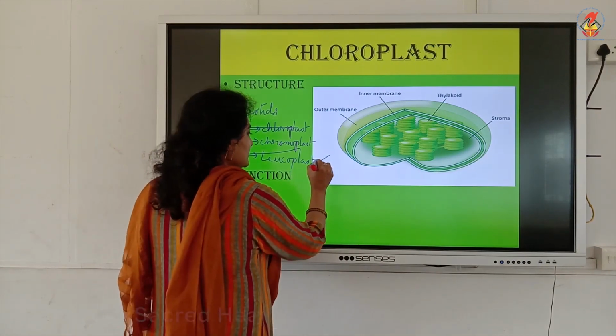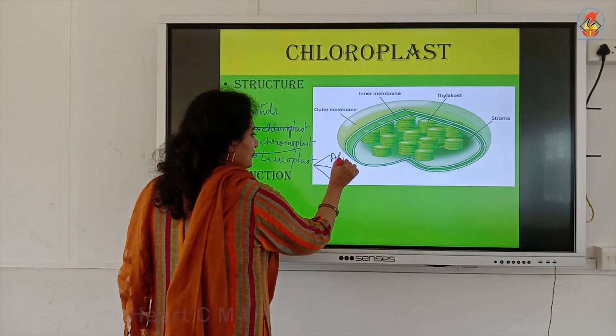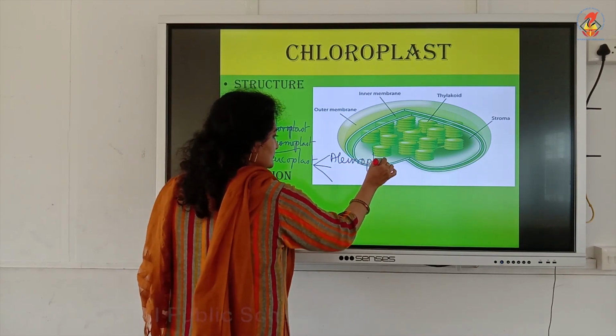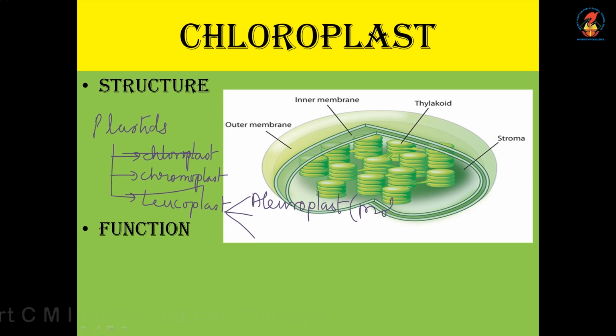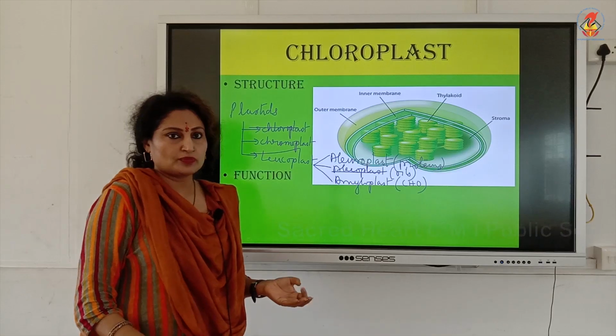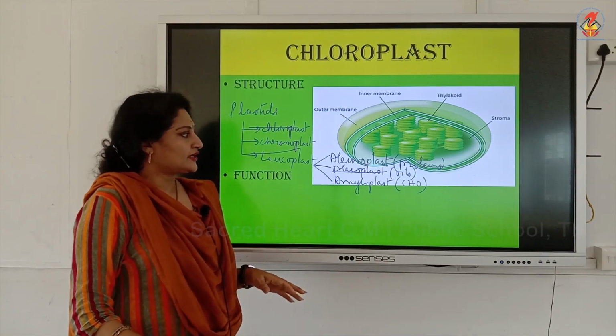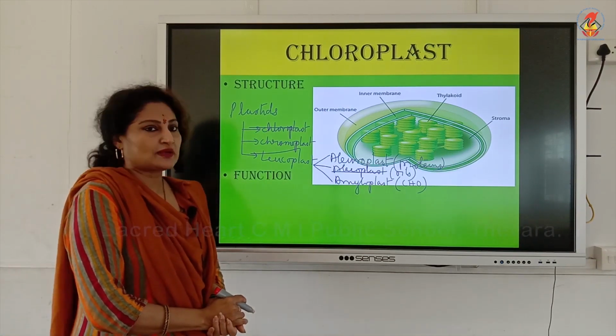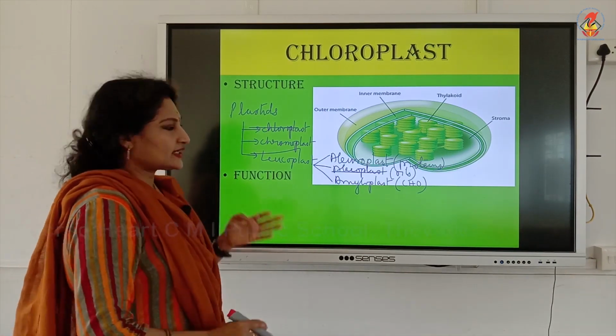And leucoplasts are meant to store nutrients. There are three types of leucoplast. Aleuroplast to store proteins, elaioplast to store oils, and amyloplast to store carbohydrates. So once again, leucoplasts are meant to store nutrients. They are colorless plastids. There are three types of leucoplasts: aleuroplast to store proteins, elaioplast to store oils, and amyloplast to store carbohydrates. Clear? So there are three types of plastid.